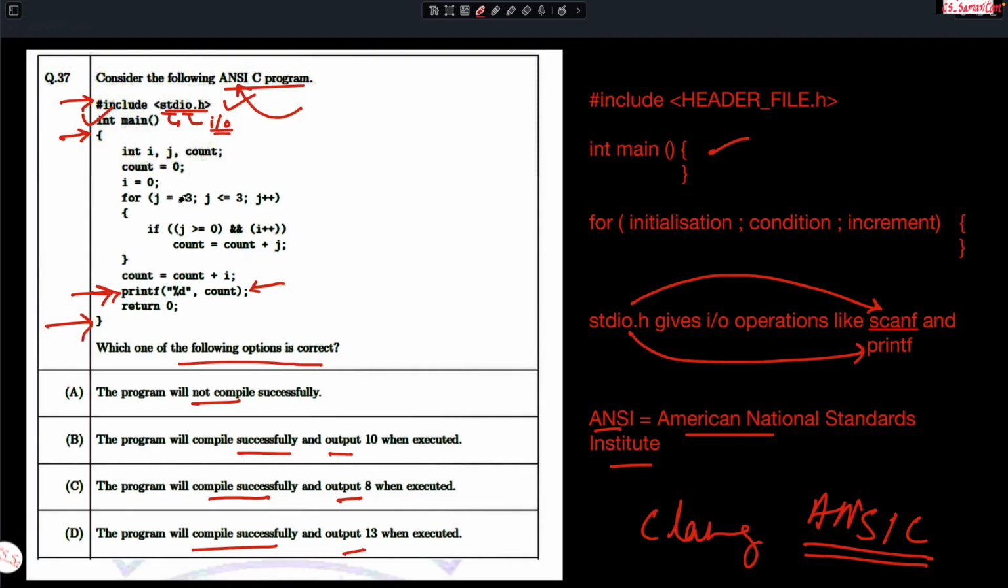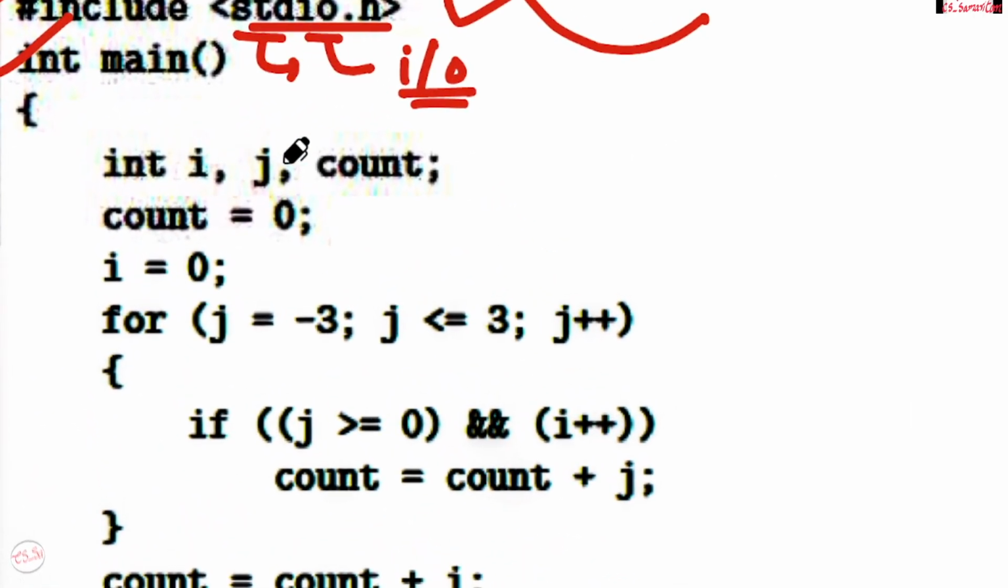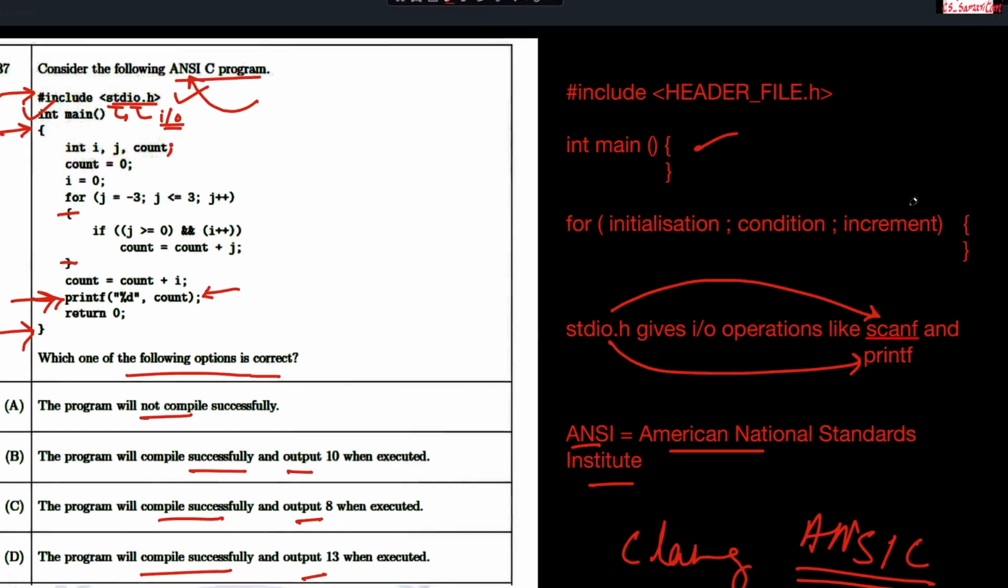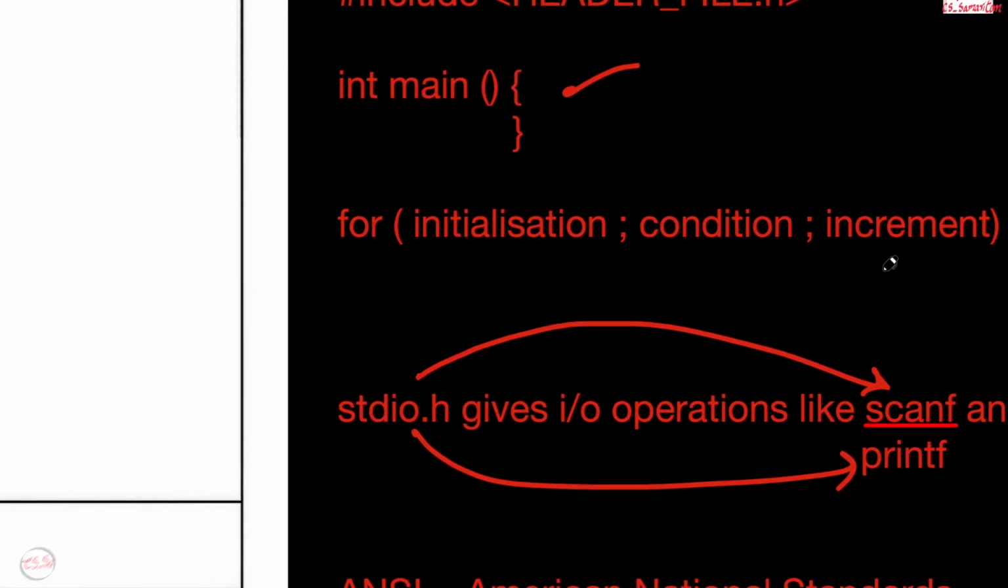Very good. Now over here, this is the declaration of these three variables, right? A semicolon is present at the end, so this is also good. A count is initialized to 0, i is initialized to 0, and a semicolon is present at every single one of them. Now the for loop starts over here and ends over here. Okay, a for loop has this kind of syntax: initialization, condition, and then increment.